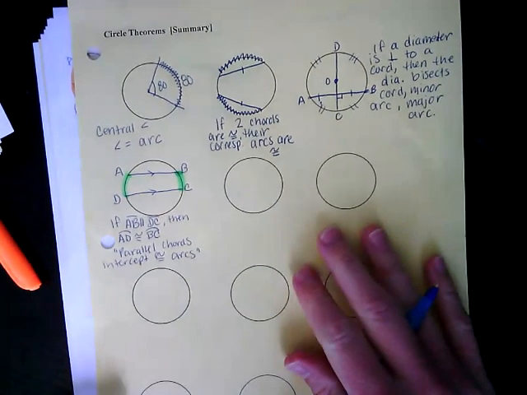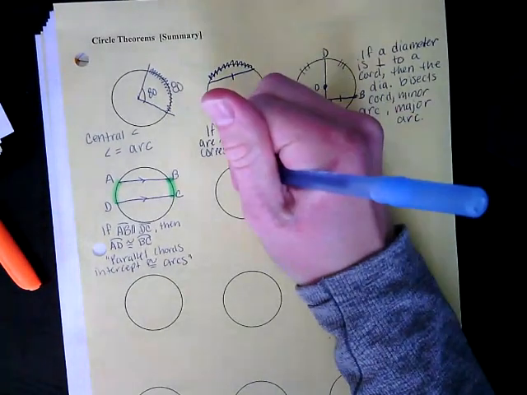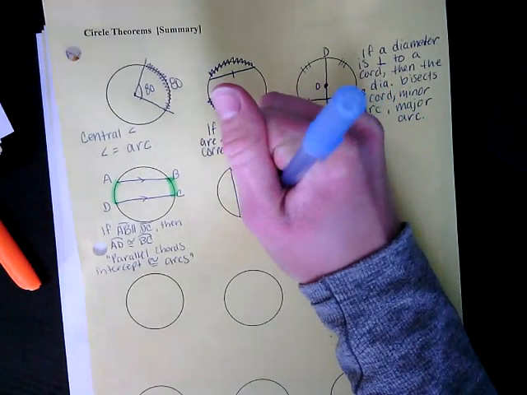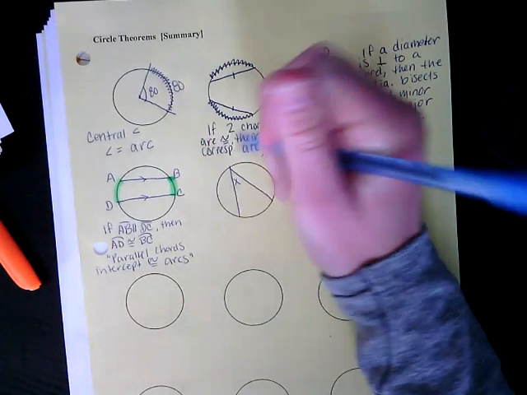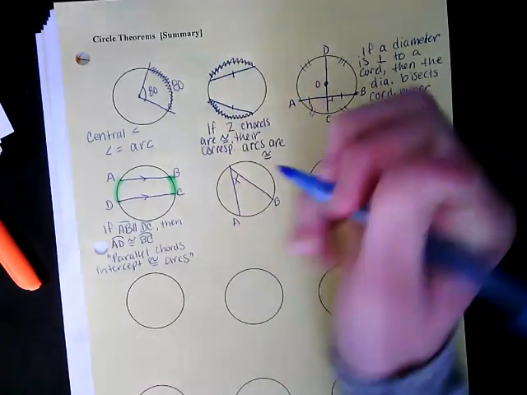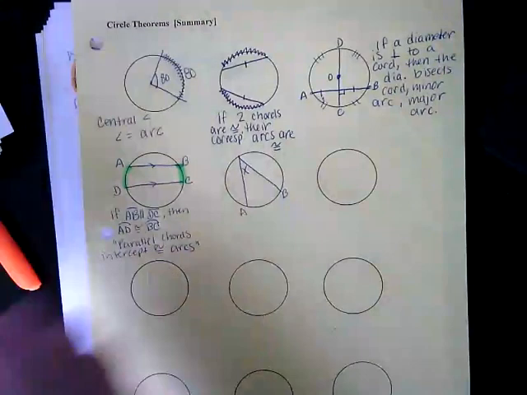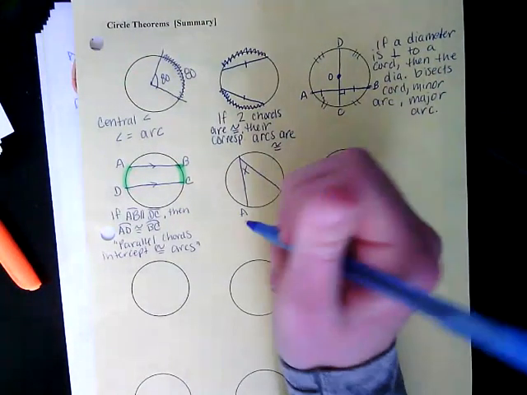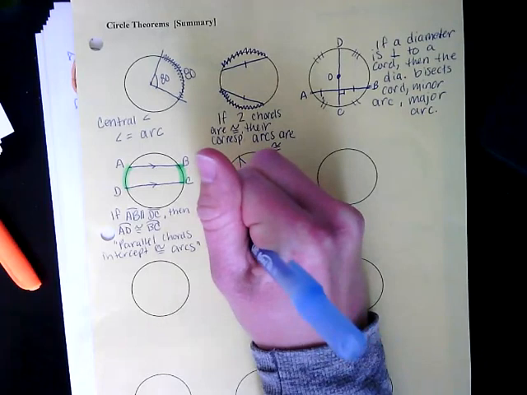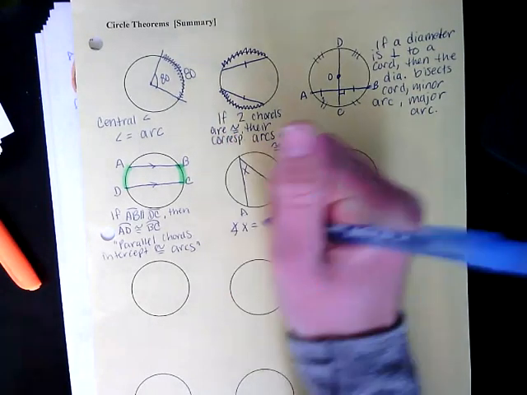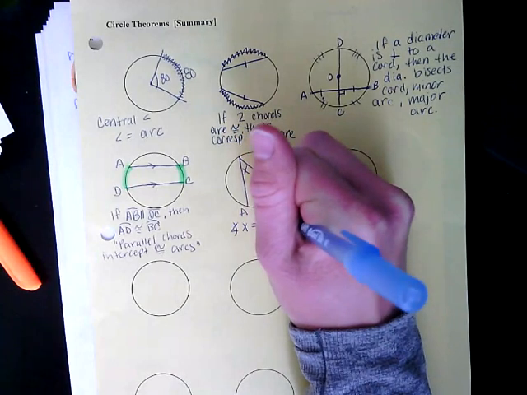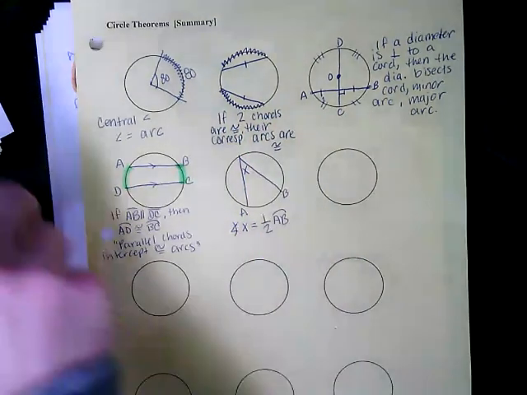While we're at it, let's write down our inscribed angle rule. Here's my inscribed angle. The angle X is equal to 1/2 the measure of arc AB.